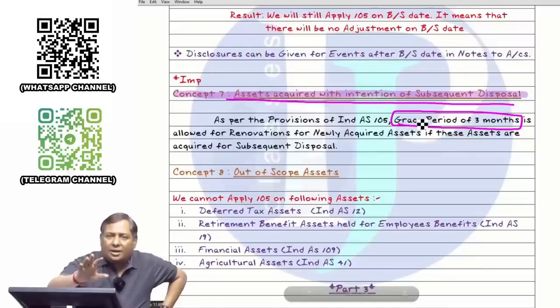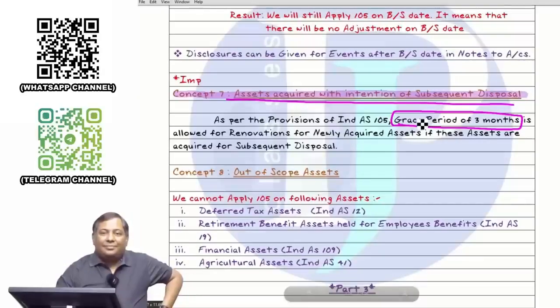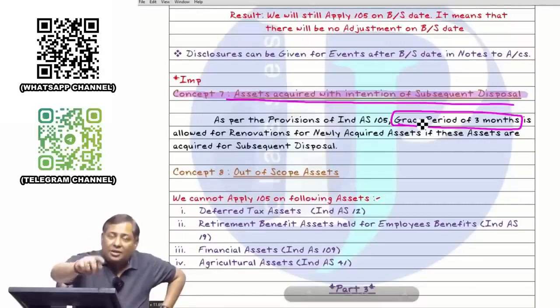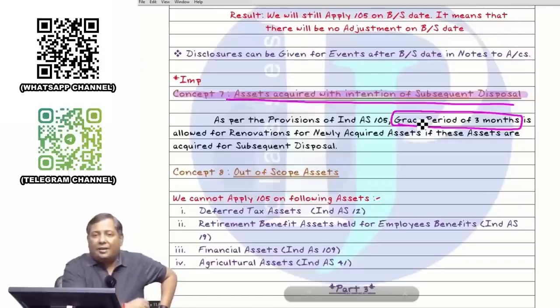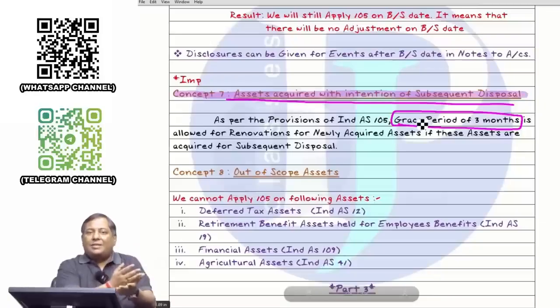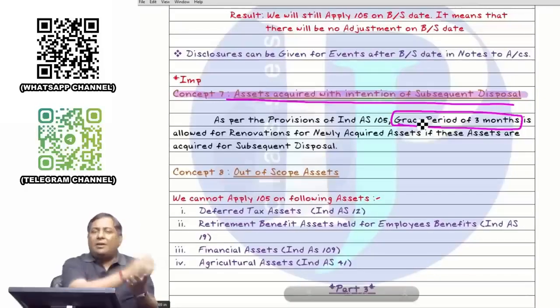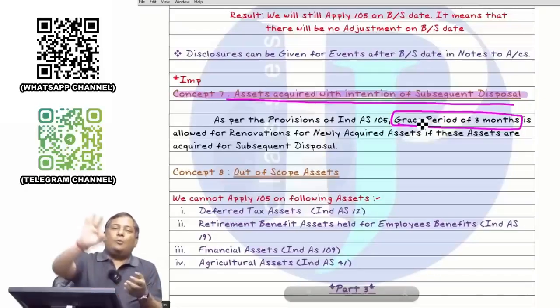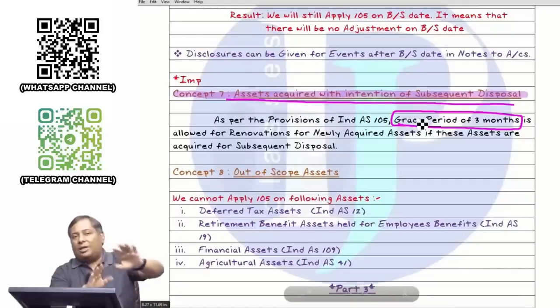So students, you purchased an asset and were aware that you would resell it at the time of purchase? You bought it for what? Just for subsequent disposal, okay? You never intended to keep it or use it from the very beginning. So students, here 105 says these assets were held for sale at the time of acquisition. So now we give you a 3-month grace period. Prepare it for sale within 3 months. Is that okay?